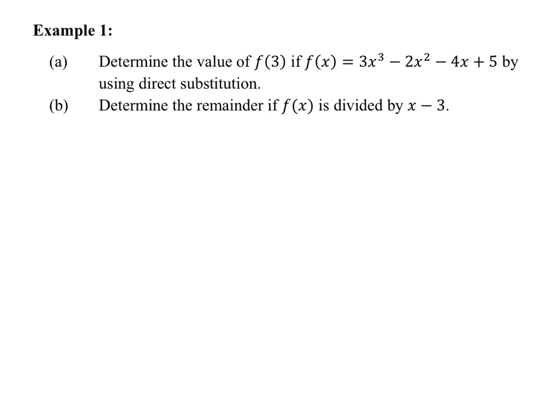table, type in 3 for x, see what the y coordinate is. That's what f of 3 is, right? Remember, f of x is really y. So f of 3 is the y-coordinate when x is 3. So anyway, use a table if you need to. It is 56. Should not take that long, okay? Gotta be quicker. Part B, determine the remainder when f of x, that function, is divided by x minus 3.